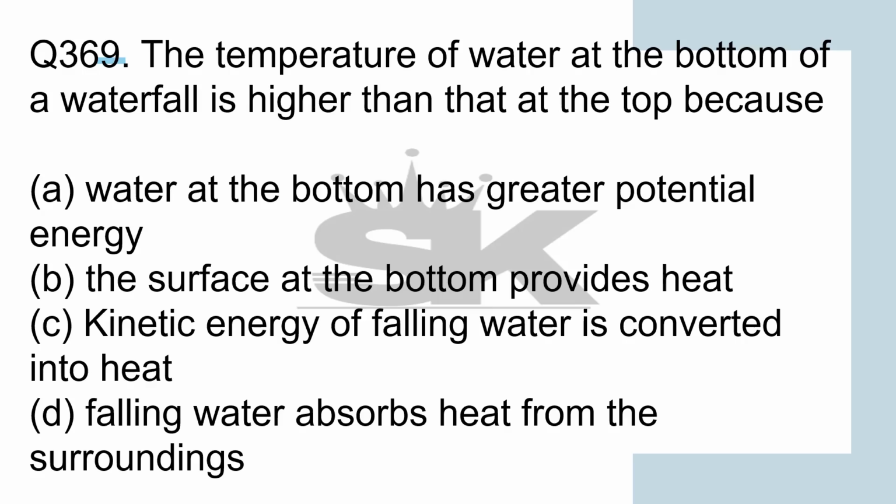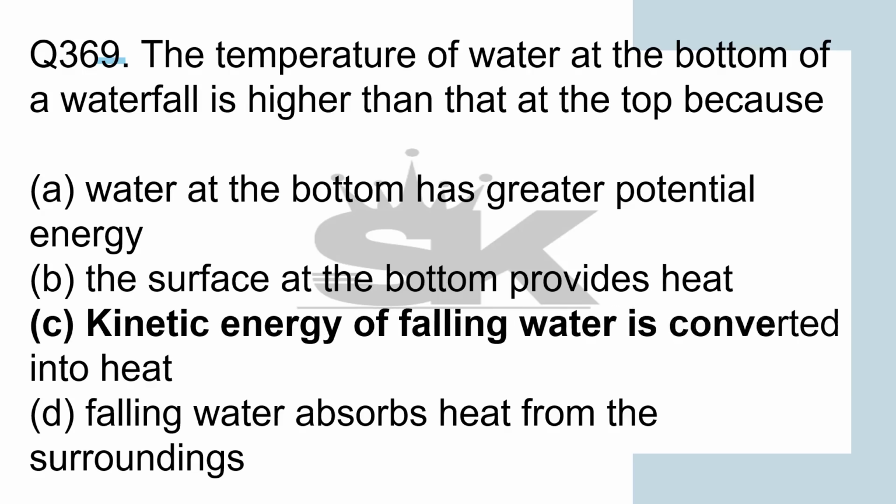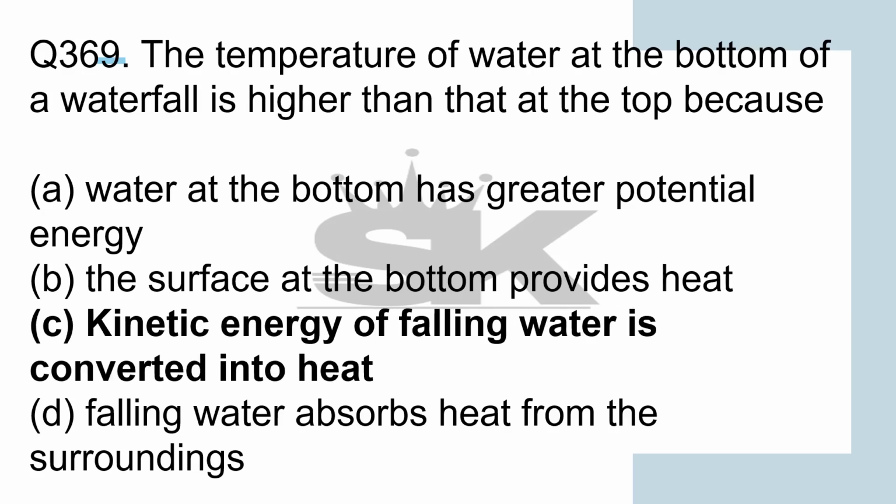The temperature of water at the bottom of a waterfall is higher than at the top because water is slightly warmer at the bottom of a waterfall than at the top as the gravitational potential energy is converted first to kinetic energy of the falling water and finally to heat energy as it comes to rest at the bottom. Okay, so here the answer is kinetic energy of falling water is converted into heat.